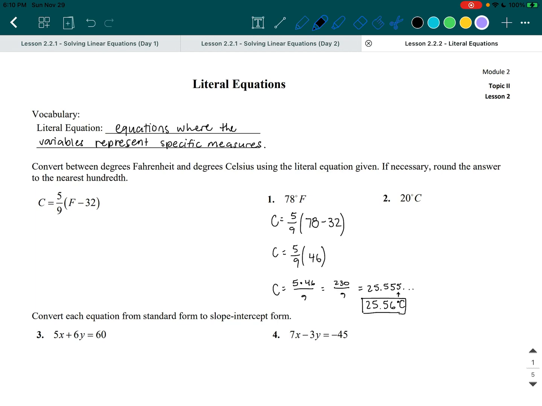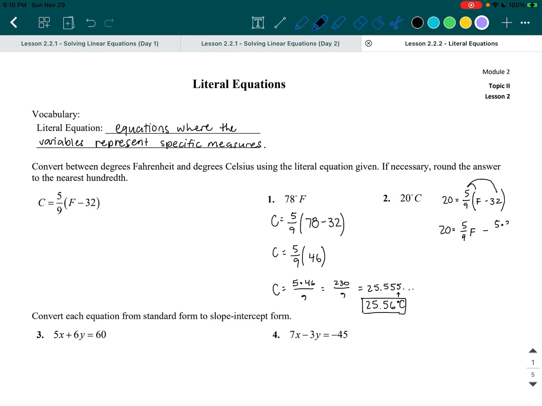Okay. Then for number 2, we are given the Celsius, so we want to convert it to Fahrenheit. So plugging it into our equation, Celsius is equal to 5/9 parentheses F minus 32, and we're going to solve for the F. We're going to solve for the Fahrenheit. Okay, so what we can do here is distribute the 5/9. So 20 is equal to 5/9F minus, okay, so we can turn this one into a decimal right now.